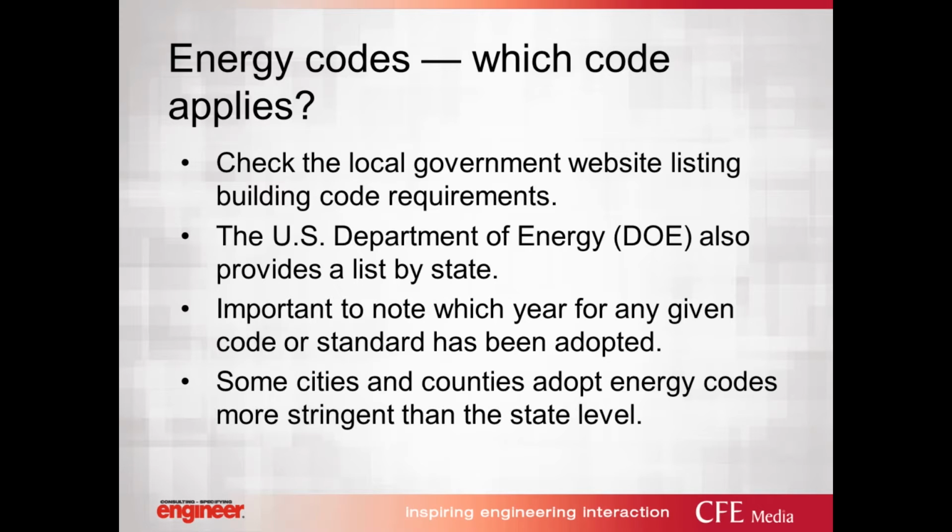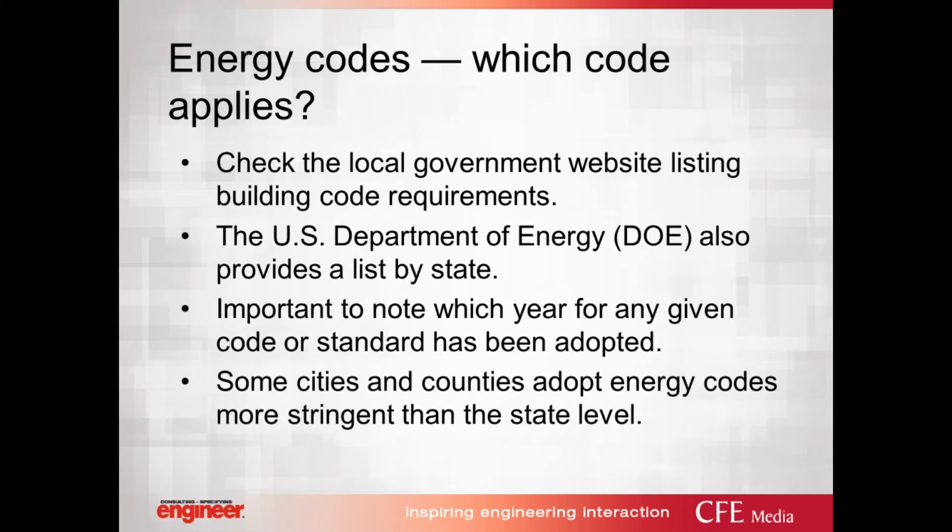It's important to note which year for any given code or standard has been adopted. For example, I'm in Ohio, it's 2020. However, Ohio uses the 2012 IECC, which is the International Energy Conservation Code. We'll talk more about that later. And the 2018 is the latest version of the IECC. And there's also ASHRAE 90.1 that Ohio also allows, but it's 90.1 2010. Even though 2019 is the latest version, Ohio's current code is 90.1 2010.